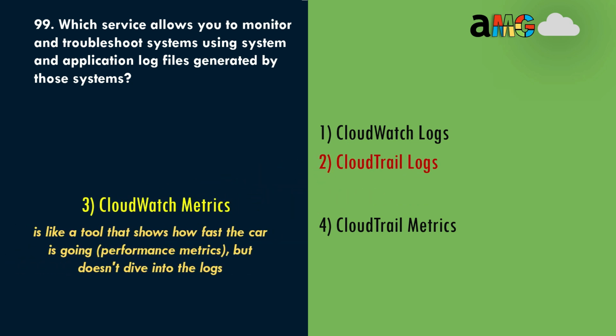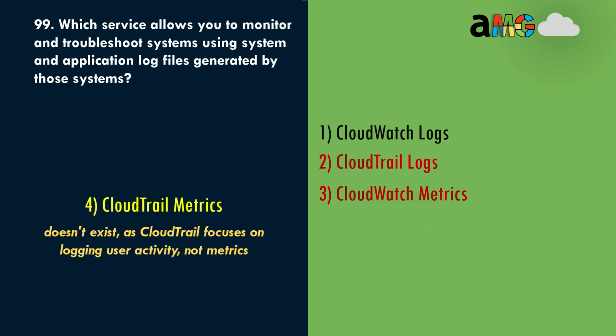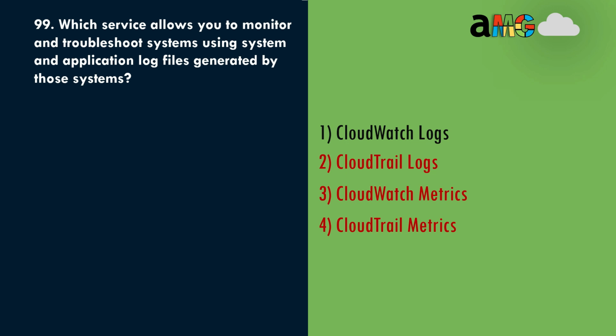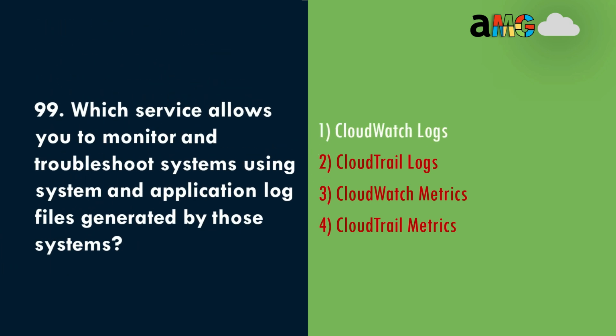Option 3, CloudWatch Metrics, is the tool that shows how fast the car is going, performance metrics, but doesn't dive into the logs. So this is the wrong answer. Option 4, CloudTrail Metrics, doesn't exist, as CloudTrail focuses on logging user activity, not metrics. Alright, so this is also the wrong answer. Option 1, CloudWatch Logs, is like a tool that collects and analyzes the car's logs, helping you understand what's happening and identify any issues. So this, my friend, is the correct answer.